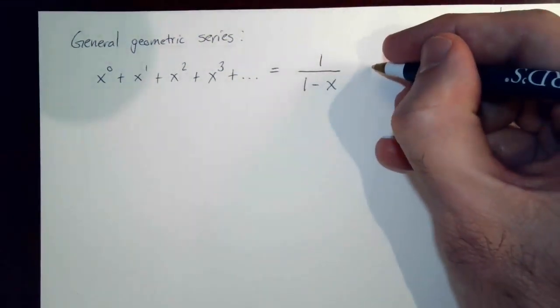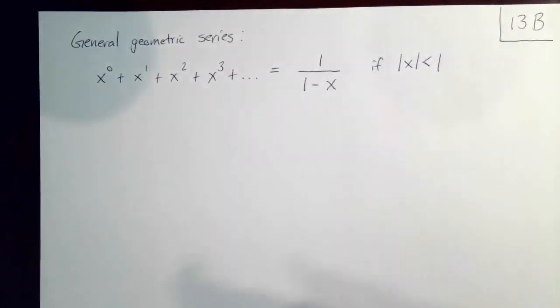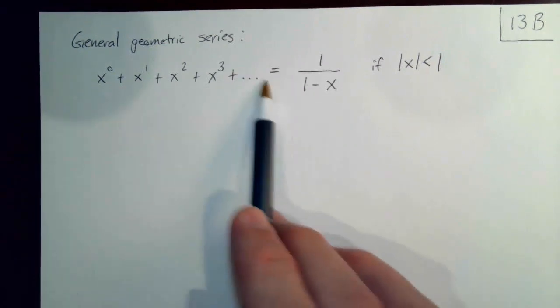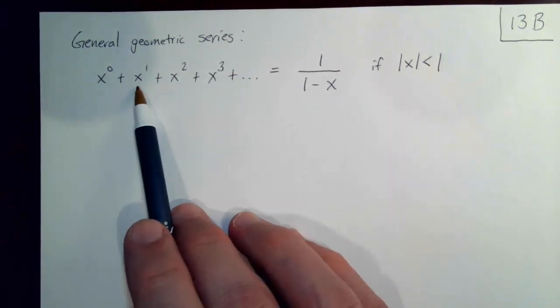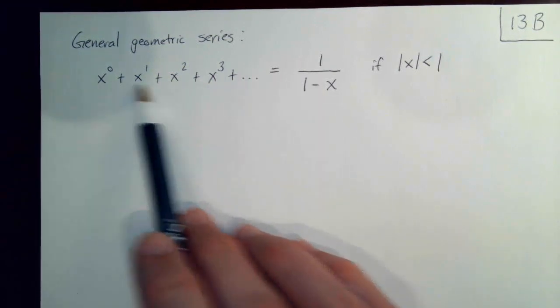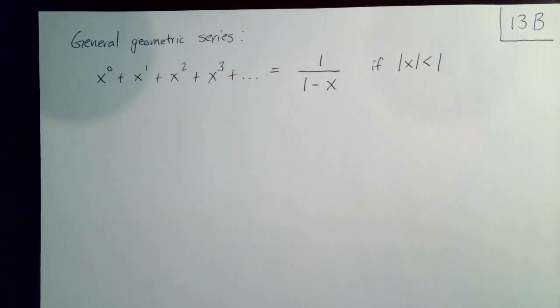But this only works if x is smaller than 1. Otherwise, these terms would be growing without bound, right? And then this series would diverge. But if x is smaller than 1, then these terms that we're adding get smaller and smaller, and this series actually converges to 1 over 1 minus x.